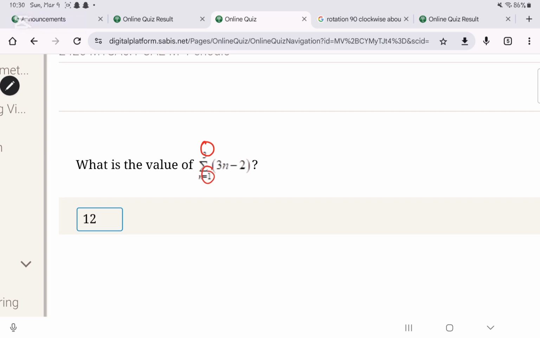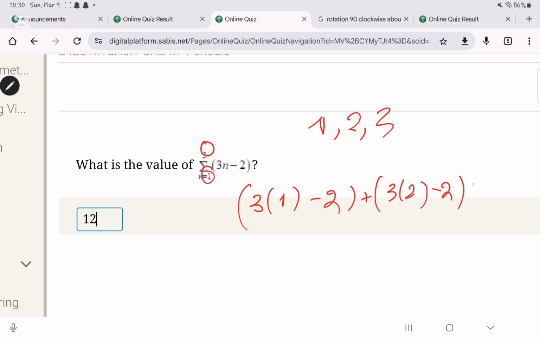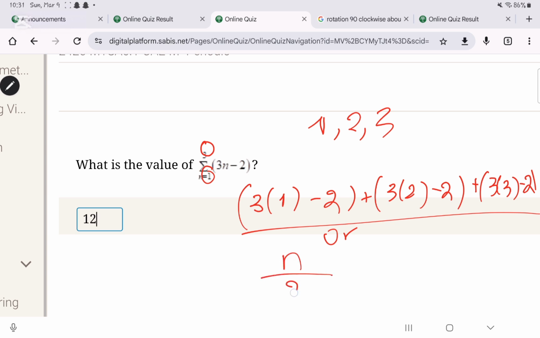on the top and the number at the bottom. That means the number sequence is going from 1 to 3. So what you're gonna have to do, it's gonna be 3 times 1 minus 2 plus 3 times 2 minus 2 plus 3 times 3 minus 2. This is one way to do it. Or another way to do it is to apply the sum n over 2 times a1 plus an.